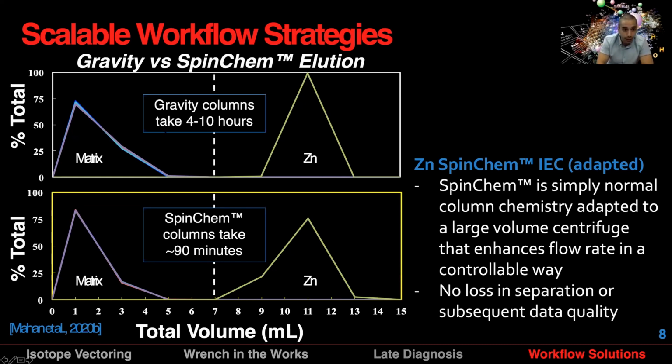What you can see is that more or less you don't lose anything. As you move along the x-axis here, that's the volume of solution that we're putting through the columns to try to separate out zinc from everything else. You can see these are more or less the same. The biggest difference is that under gravity conditions, this can take anywhere from 4 to 10 hours. And if you just do it in the centrifuge, it takes about 90 minutes.